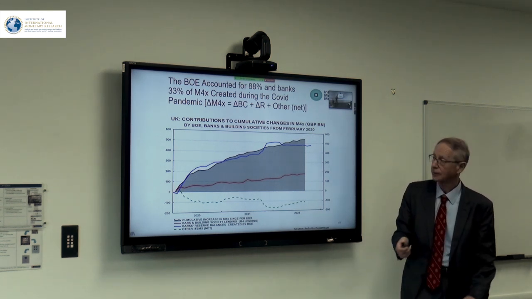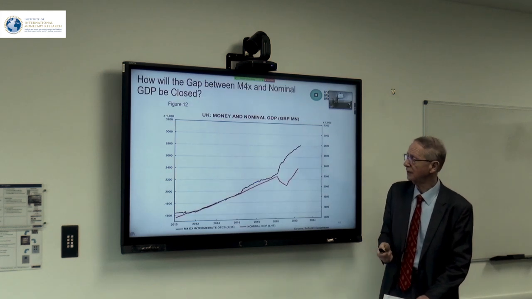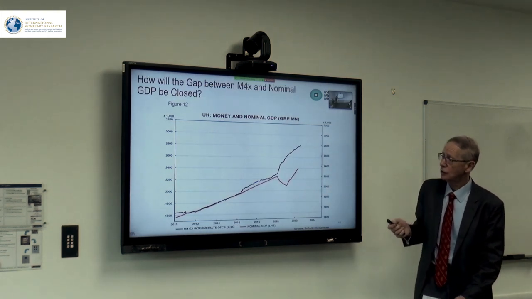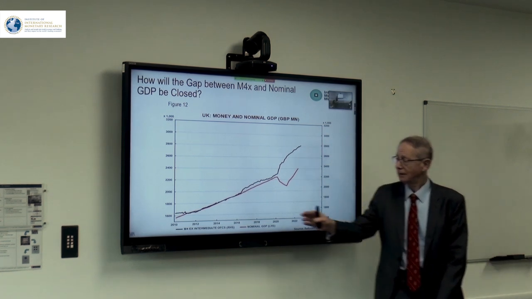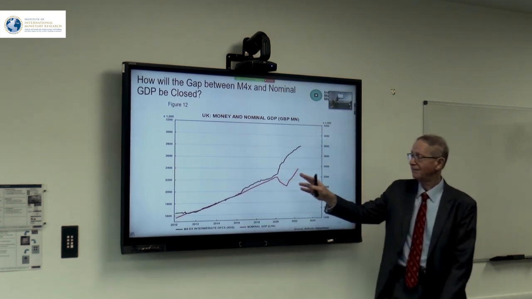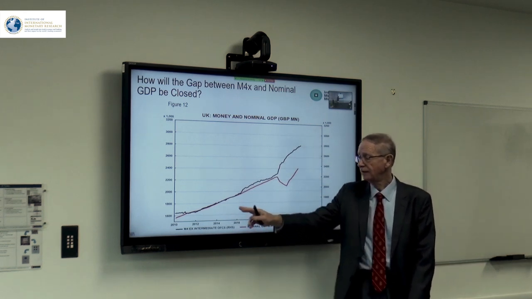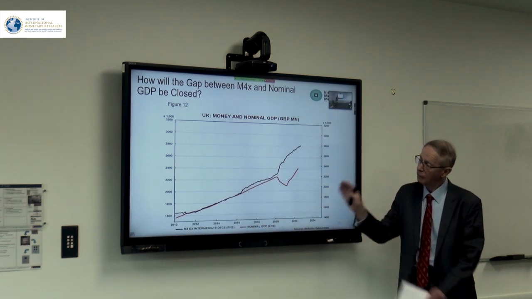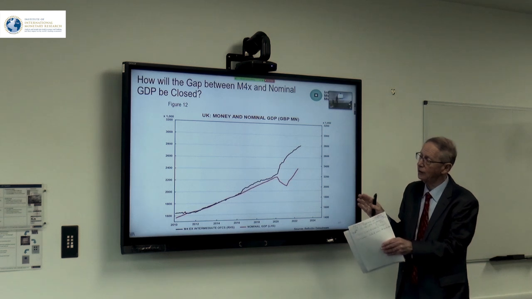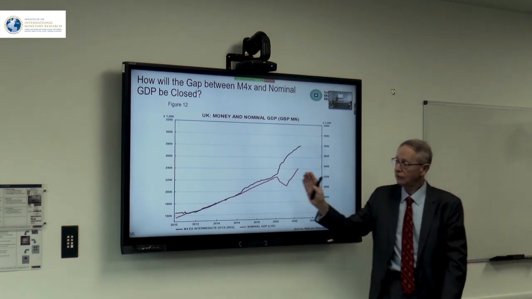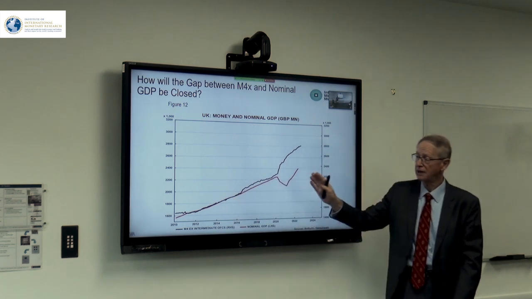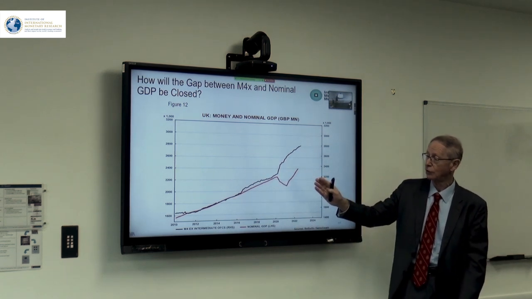What are they going to do? One way to look at that is with this chart. It's what I call the Jaws chart. The black line here is money. The red line is nominal GDP. We have slightly different scales on each side, but designed to line up these two, so that you can see there was a good relationship between money and nominal GDP prior to COVID.